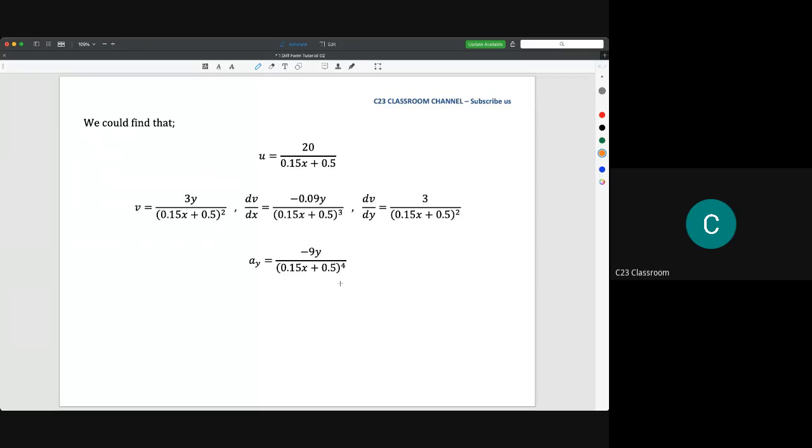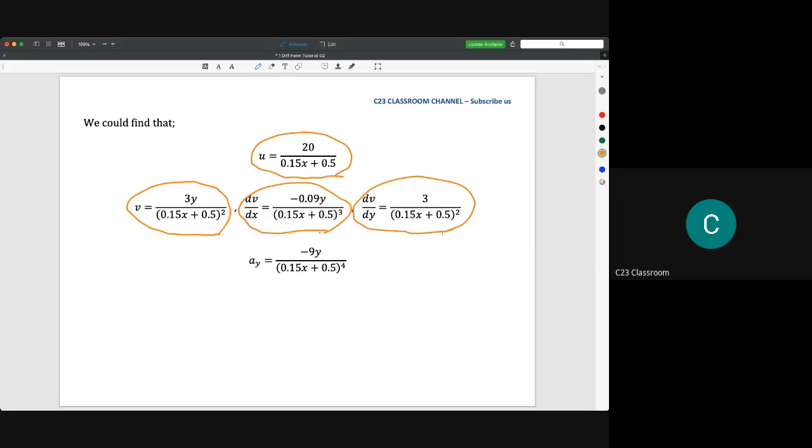equation. From the previous one, we have u as this term, and from the current calculation, we get v as this term. So we could calculate that dv dx is this one, and dv dy is this one. How to get dv dx, you can refer to the previous solution.